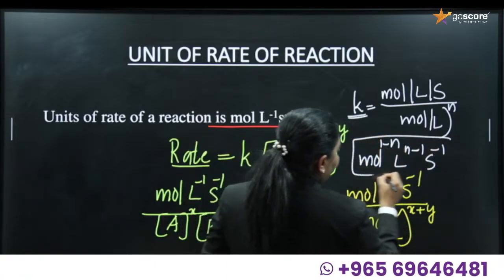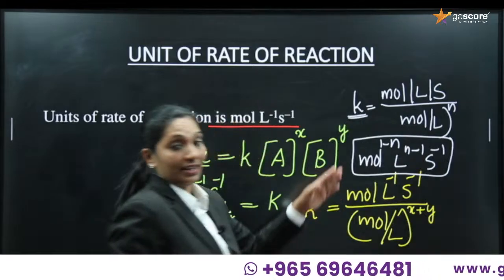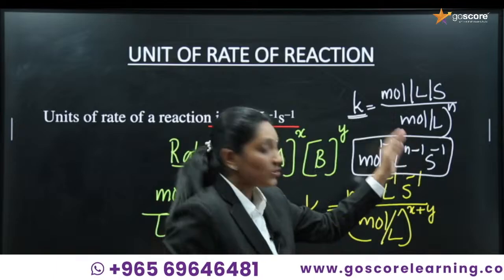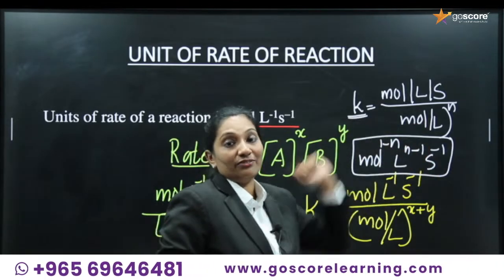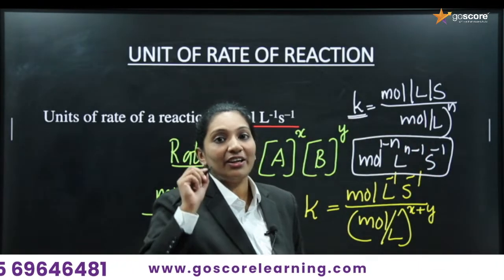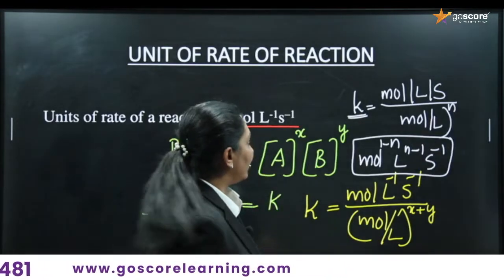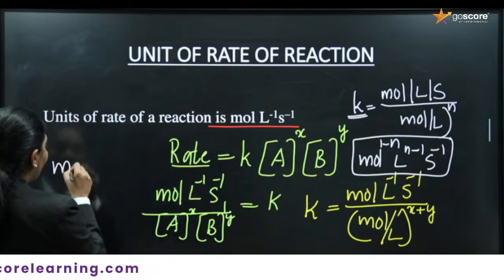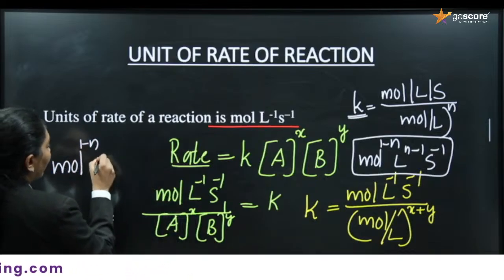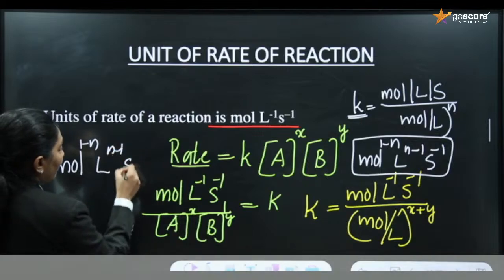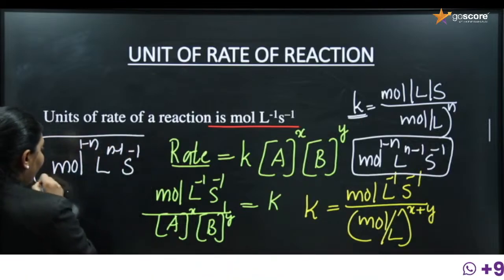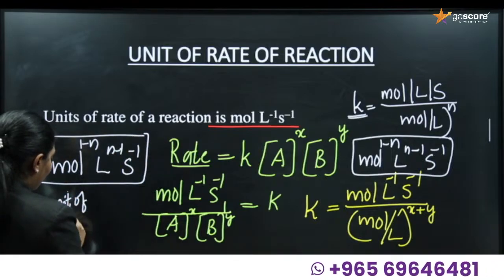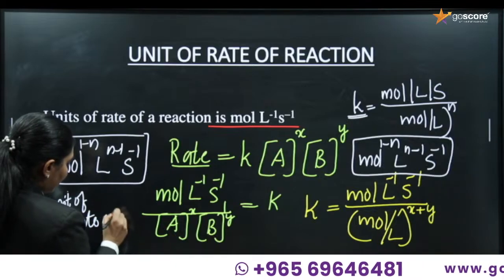Okay. Try to remember this equation, that is mole raised to 1 minus n, liter raised to n minus 1, second inverse, for finding the unit of rate constant. So from now onwards, you should always keep in mind that mole raised to 1 minus n, liter raised to n minus 1, second inverse is the unit of rate constant.